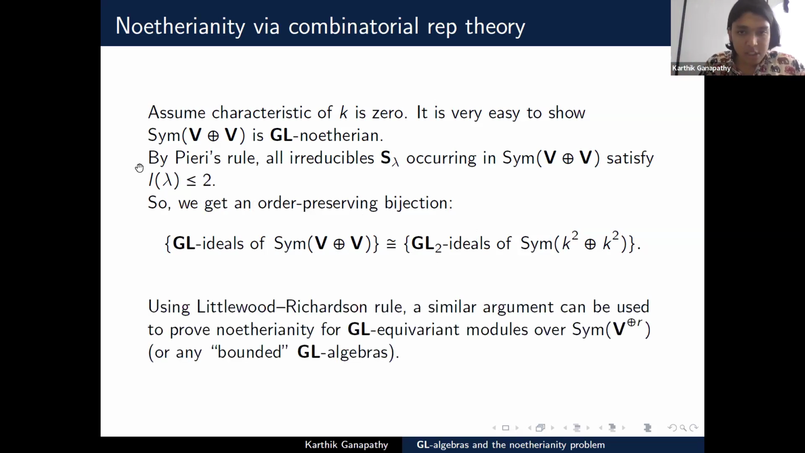And using the Littlewood-Richardson rule, you can prove Noetherianity for certain classes of modules over not just Sym V direct sum V, but if you take an R-fold direct sum of V, because the length of that will be bounded above by R, or the length of any Schur functor occurring in this, or any bounded GL algebra, which is just any GL algebra where you can uniformly bound the number of rows of Schur functors occurring in them.